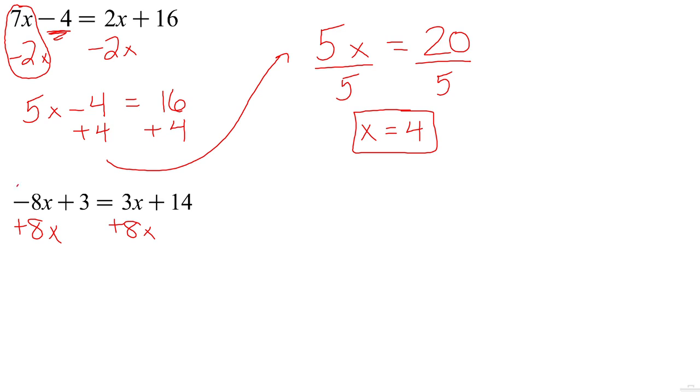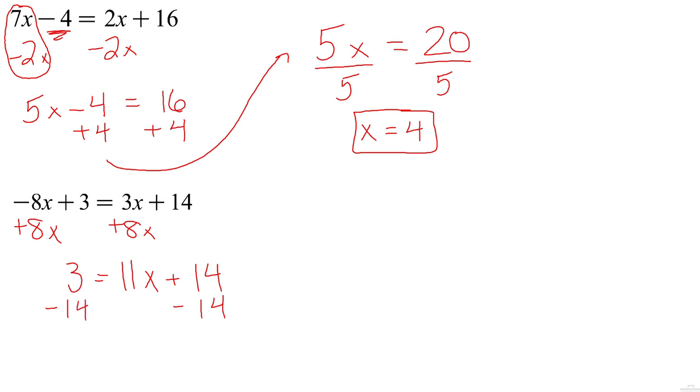So negative 8x plus 8x right here is going to cancel out. We'll just be left with the 3 on this side. 3x and 8x is 11x. And we have plus 14. Now we want to get all the constants to the other side. So we'll subtract 14 from both sides.